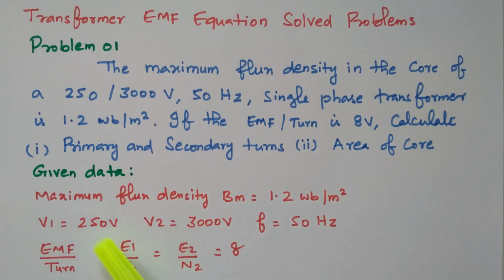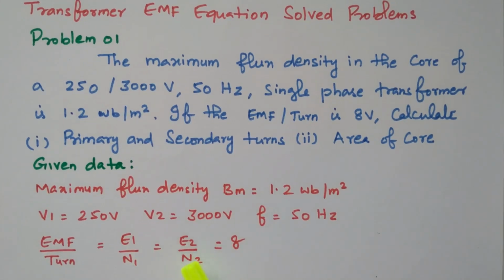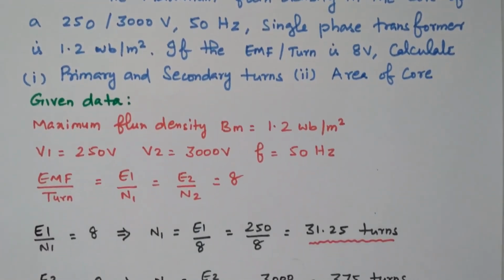So, based on the given data, the maximum flux density Bm is 1.2 Weber per meter square. The primary voltage V1 is 250 volt, the secondary voltage V2 is 3000 volt, and the frequency is 50 Hz. EMF per turn is given as 8, that is nothing but E1 by N1, which is equal to E2 by N2. So, we have the relation E1 by N1 equal to 8 or E2 by N2 equal to 8. We need to find the value of N1 and N2 as well as the area.